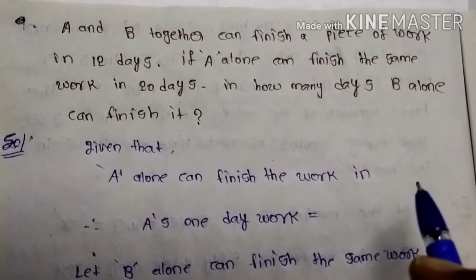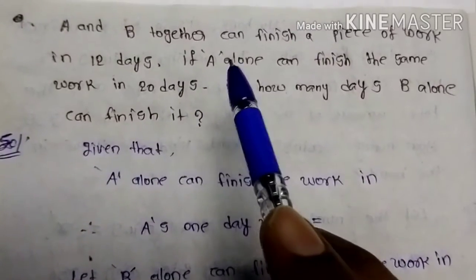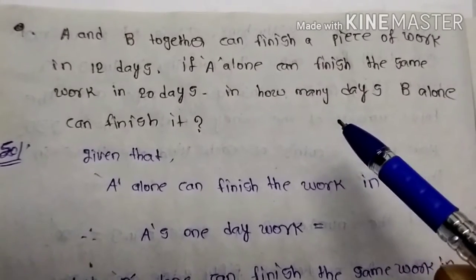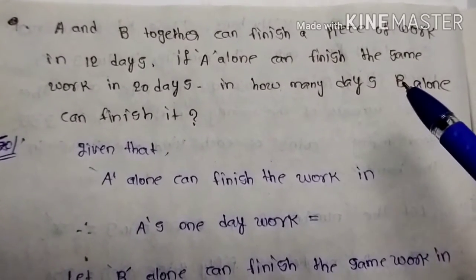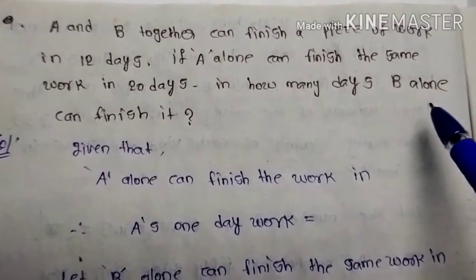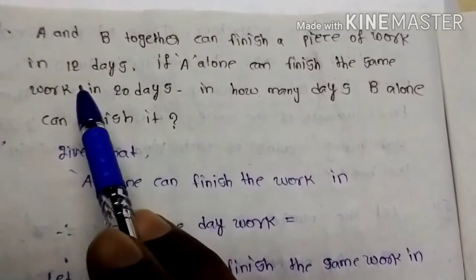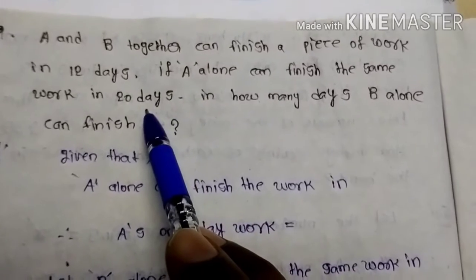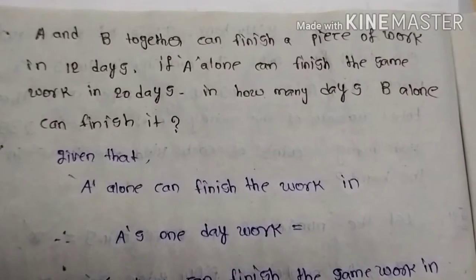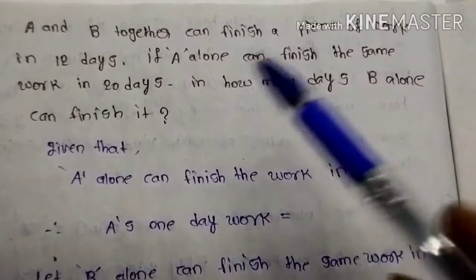Now you can see question number 9 in exercise 2.5. A and B together can finish a piece of work in 12 days. If A alone can finish the same work in 20 days, in how many days can B alone finish it? That means A and B together can do it in 12 days, and A alone can do it in 20 days. They are asking just to find in how many days B alone can finish it. So I am writing here: A alone can finish the work in how many days here?